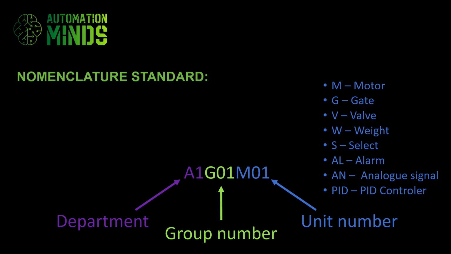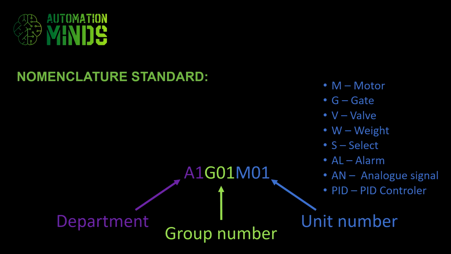Examples of element type codes: M, motor; G, gate; V, valve; W, weight; S, select; AL, alarm; AN, analog measurement; PID, PID controller. The code A1G01M01 can be broken down as follows. A1, the element belongs to department A1. G01, the element is in group G01. M01, the element is a motor labeled M01.